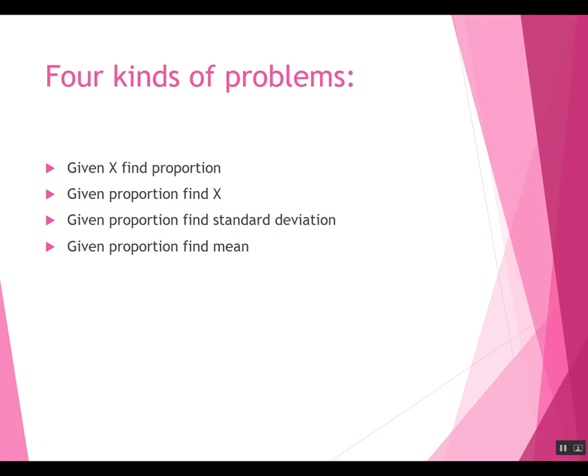So there's four basic kinds of problems we can talk about. Given an x, find a proportion. Given a proportion, find an x. Given a proportion, find the standard deviation. Given a proportion, find the mean. In other words, for any three of the numbers, the x, the mean, the standard deviation, the proportion, if you know any three of them, you should be able to find the fourth one.